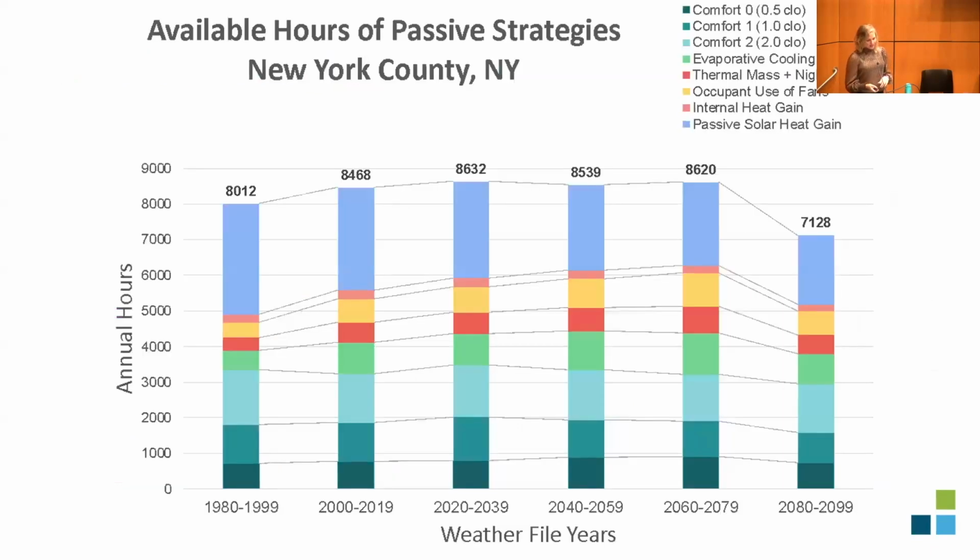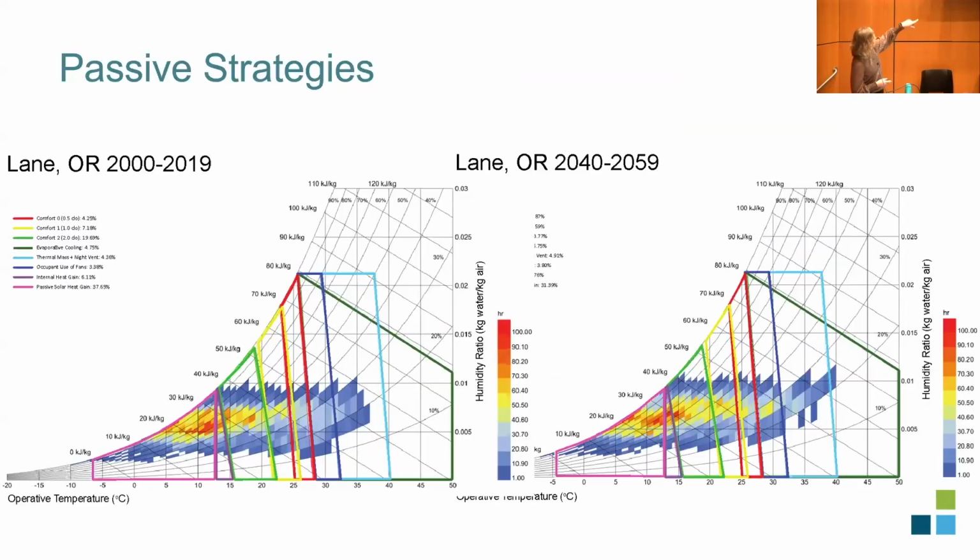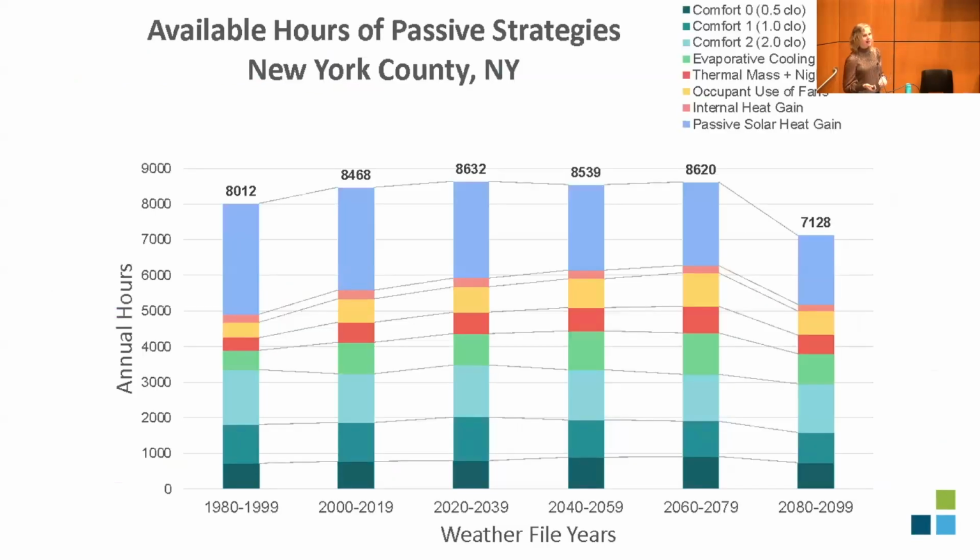And I guess I should say, for all of these, the little shapes are where the passive strategies are available. And so what we did is we tallied all of the hours in the year for each of the weather files in which these passive strategies were available. You have the comfort one: are you wearing a tank top, or are you wearing a sweater? And then all of the others that are more building design oriented.